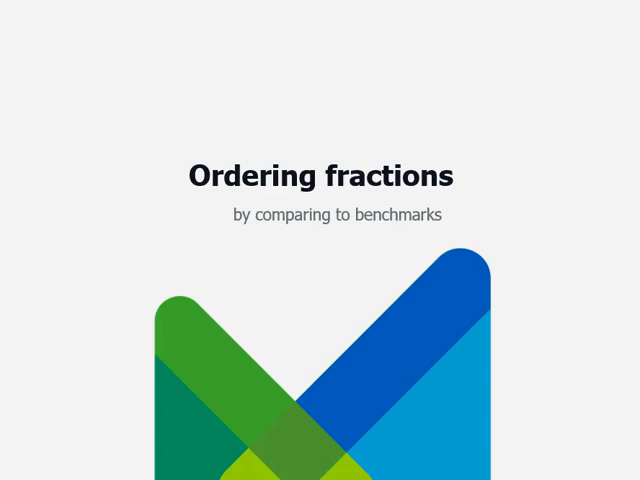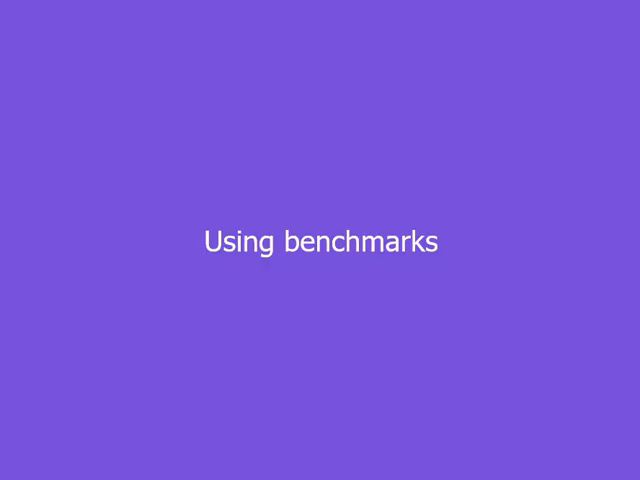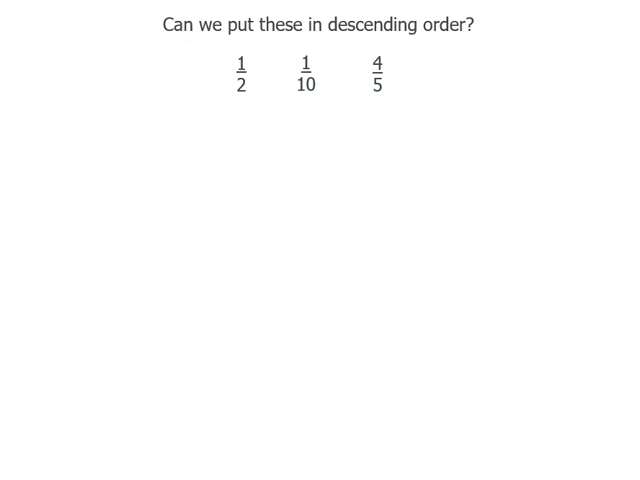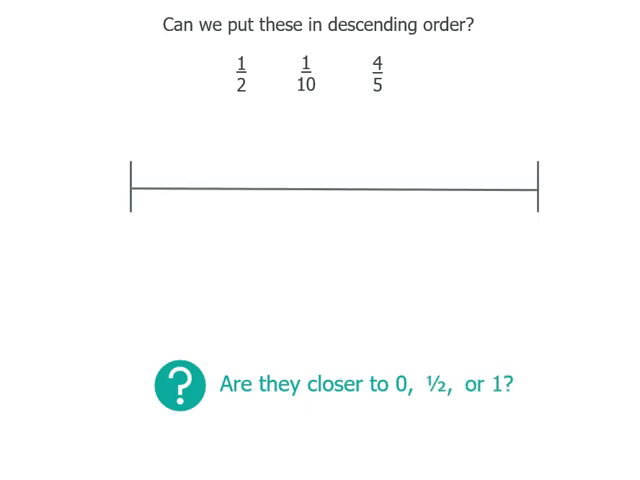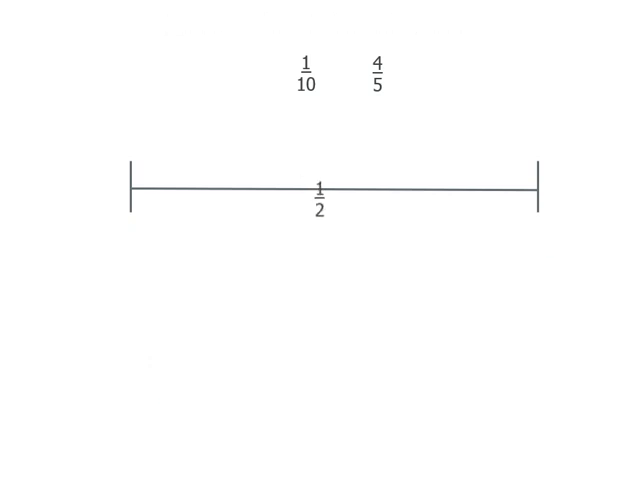Now this time we don't have all unit fractions, so we need to think about some other things. Now, can we put these in descending order? Well, let's think about whether they're closer to 0, half and 1. And even though you don't need to draw a number line, I'm going to put one here to help you visualise. So think of that as 0 and that as 1. If we look at half, that's going to be in the middle.